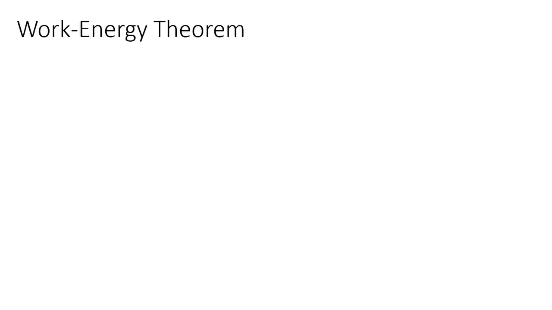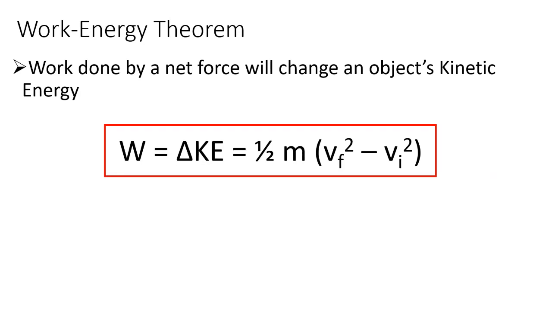We have this thing called the work energy theorem, and that says if we do work by a net force on an object, that's going to change the kinetic energy of the object. If we think of a person on a bicycle sitting still, and they all of a sudden apply a force to their bike, they're going to start moving. So their kinetic energy will change when we start doing work on an object.